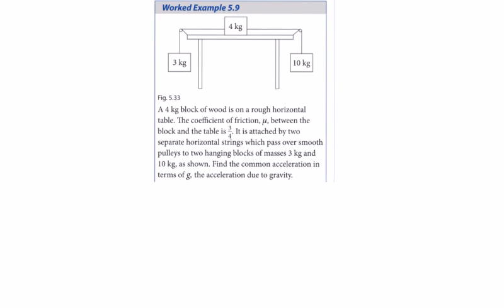In this example, we have a 4 kilogram block of wood on a rough horizontal table, and the coefficient of friction between the block and the table is 3/4. It is attached by two separate strings. So that's the first example with two strings. So here's two strings. I'm going to call them T1 and T2, two different strings. And they pass over smooth pulleys to hanging blocks of masses 3 and 10 as shown. Find the common acceleration in terms of G.